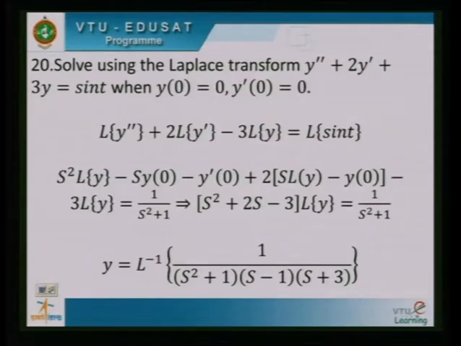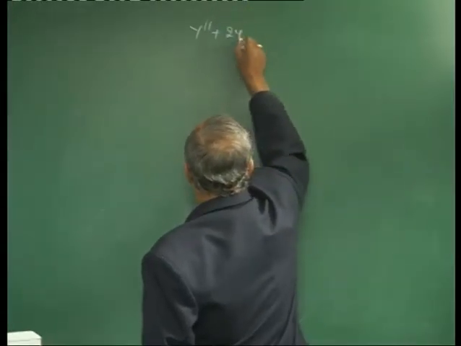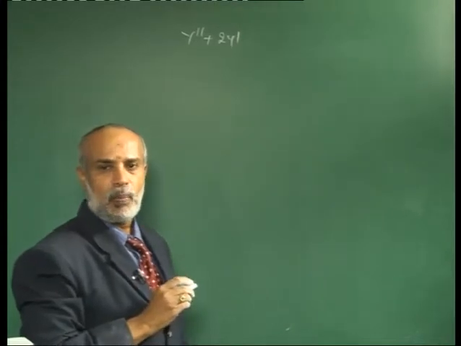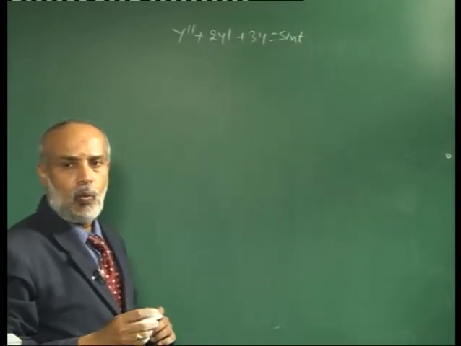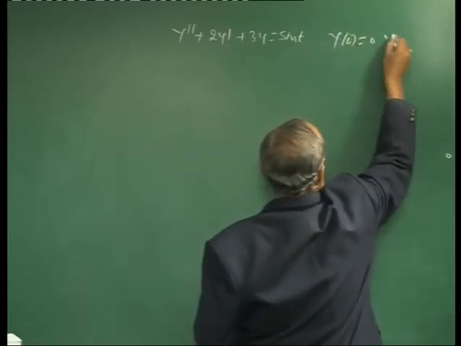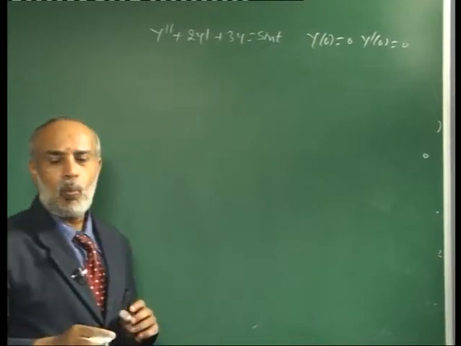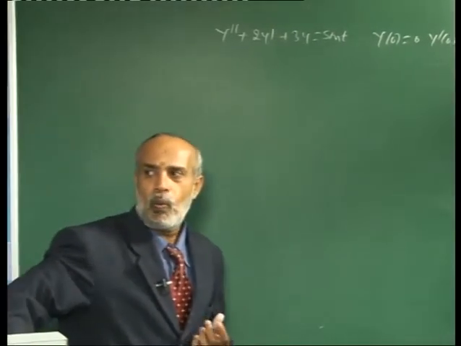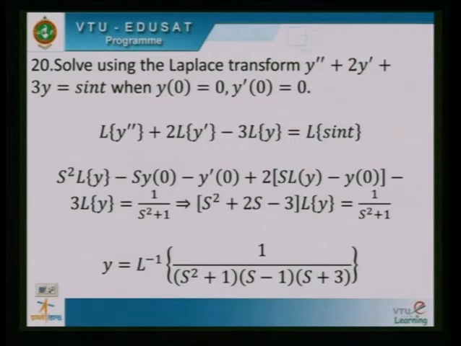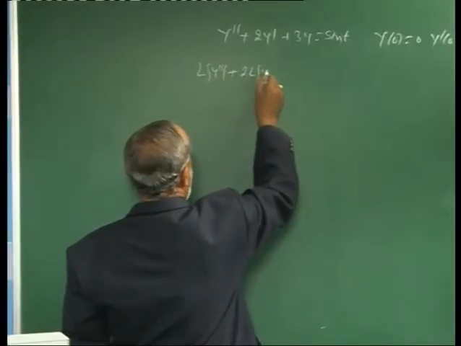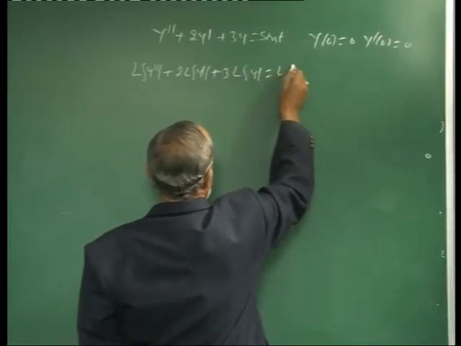Here, what is the given problem? y double dash plus 2 y dash plus 3 y is equal to sin t, when y of 0 equal to 0 and y dash of 0 equal to 0. Both the initial conditions are 0. Now, you can apply the Laplace transform on both sides. What do you get? L of y double dash plus 2 into L of y dash plus 3 into L of y is equal to L of sin t.